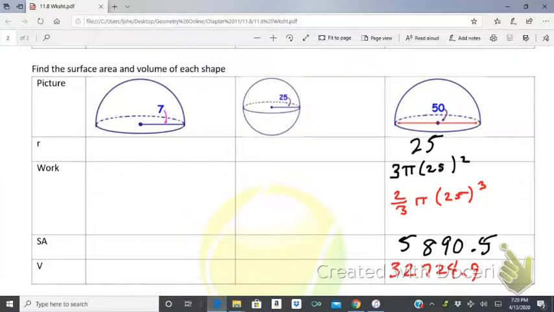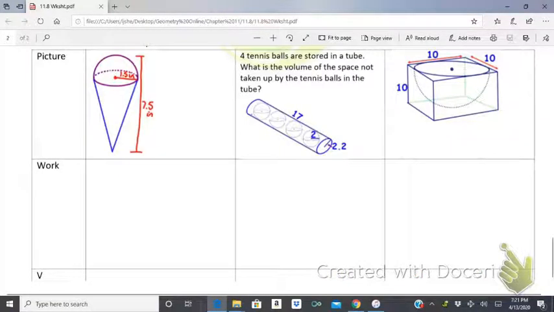Now the very last thing that we can do, this is very similar to what we did on the area worksheet a long, long time ago. But what you're going to do is you're just going to find all the pieces and either add them or subtract them. Okay? I have all of these worked out so you can see them from start to finish. I'll go through the cylinder one because I think that one's going to be the trickiest. It says 4 tennis balls are stored in a tube. What's the volume of the space not taken up by the tennis balls?